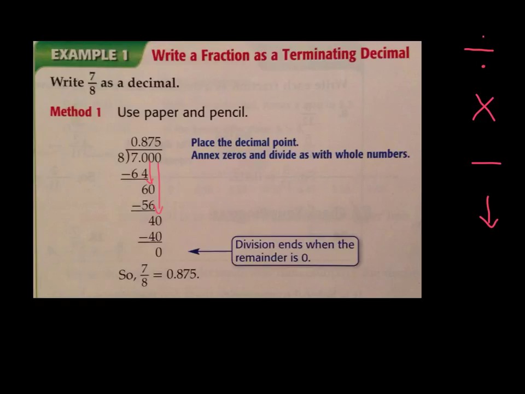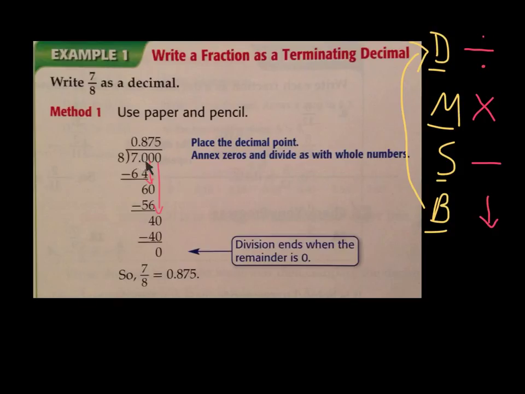I always remember the phrase, "Did my snake bite?" to help me remember the steps. So it's divide, then you multiply, then you subtract, and then you bring down, and then you go back to dividing if you're able to bring down a number.